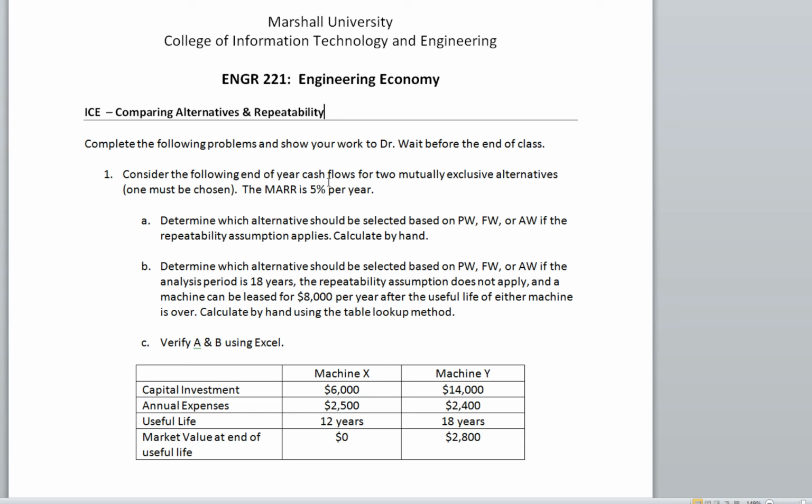And this in-class exercise is looking at 2 different machines, machine X and machine Y, and we're going to compare these 2 options to try and find out which one is the most advantageous. In section A, I ask you to calculate by hand using the equivalent worth method. That is, the present worth, future worth, or annual worth to find out if the repeatability assumption, which one is best.